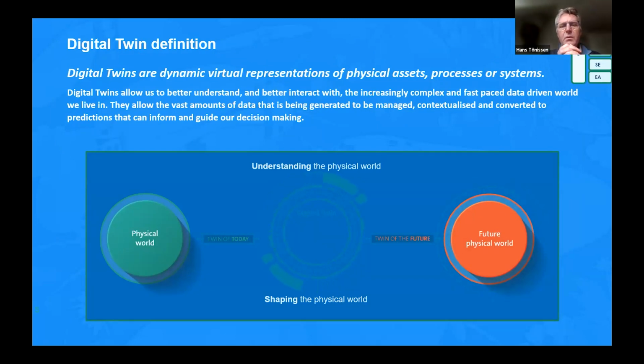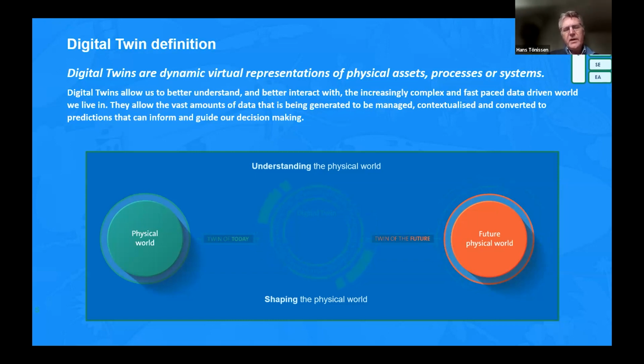Before I go to it, I first want to say something about digital twins. And we made a definition, and that definition is: digital twins are dynamic virtual representations of physical assets, processes, or systems. Digital twins allow us to better understand and better interact with the increasingly complex and fast-paced data-driven world we live in. They allow the vast amount of data that is being generated to be managed, contextualized, and converted into predictions that can inform and guide our decision-making.